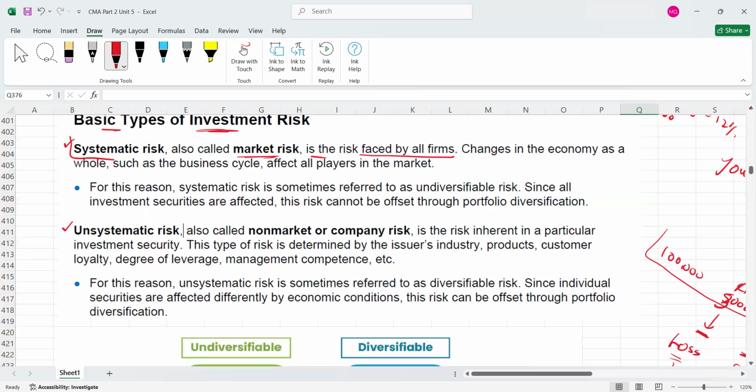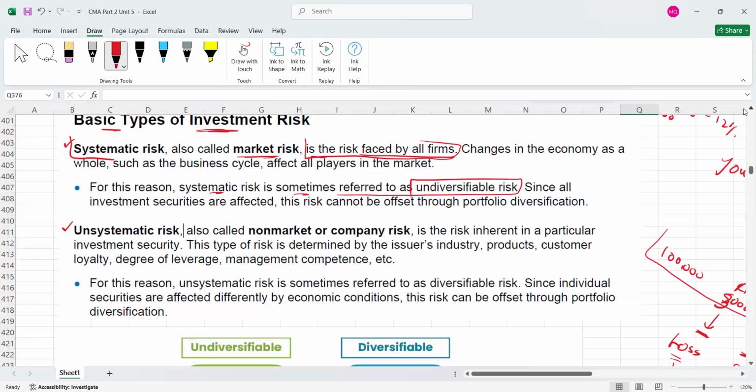Now what is the second point? The first point was that this risk is faced by all firms. The second point is that systematic risk is sometimes referred to as undiversified risk. This is an important point. For example, if there is a war, even if you diversify your investment, even if you invest into different companies of different sectors, still you cannot get the average return.